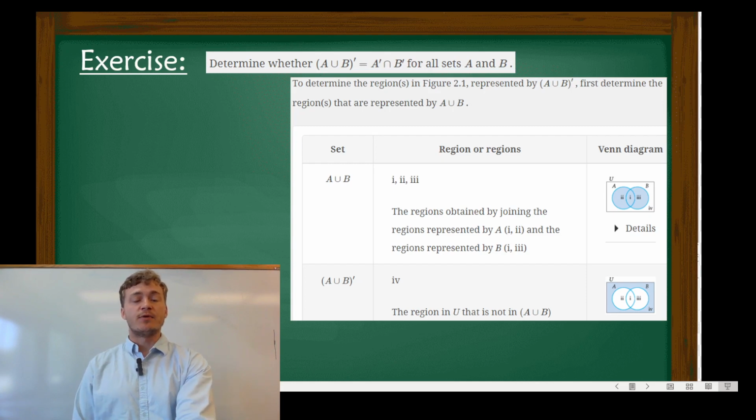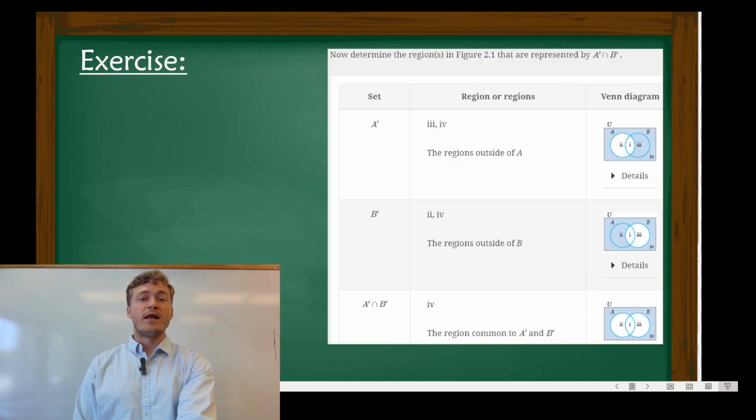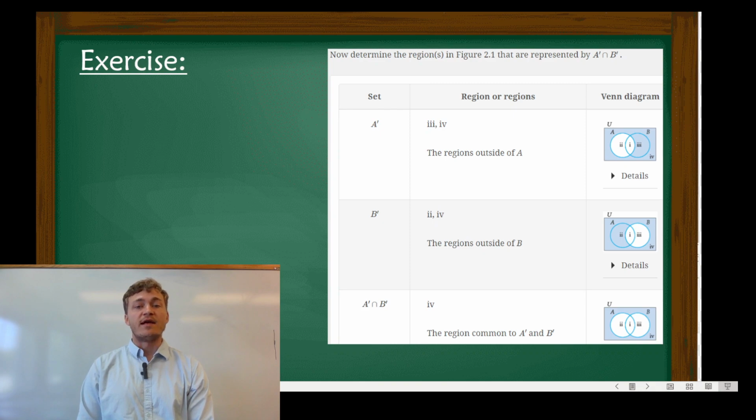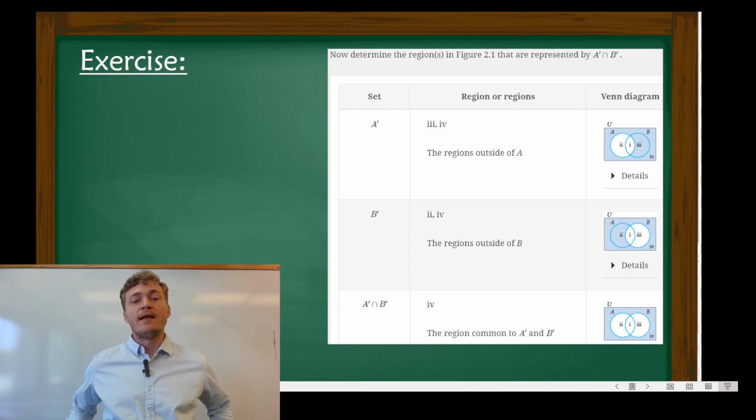Now let's go to the right side expression, A complement intersect B complement. Well, let's consider what A complement is. It's everything outside of A. That is, these are the regions 3 and 4. Well, B complement is everything outside of B. That is regions 2 and 4. Now consider the intersection. Which of these regions can you find in both A complement and B complement? We have 3, 4 for A complement. We have 2, 4 for B complement. The one that is the same is 4.